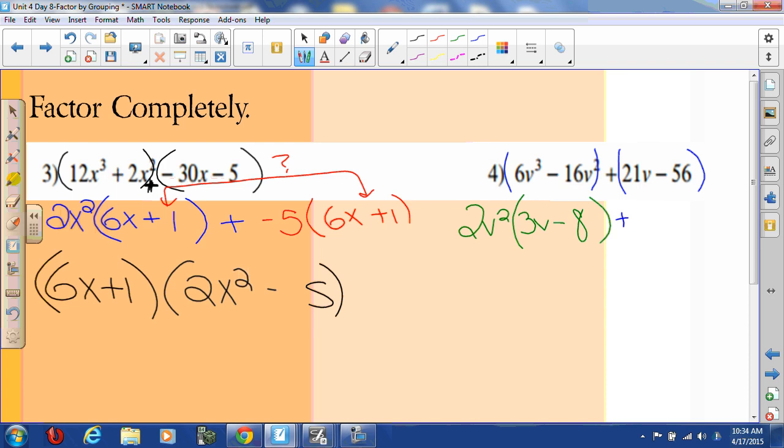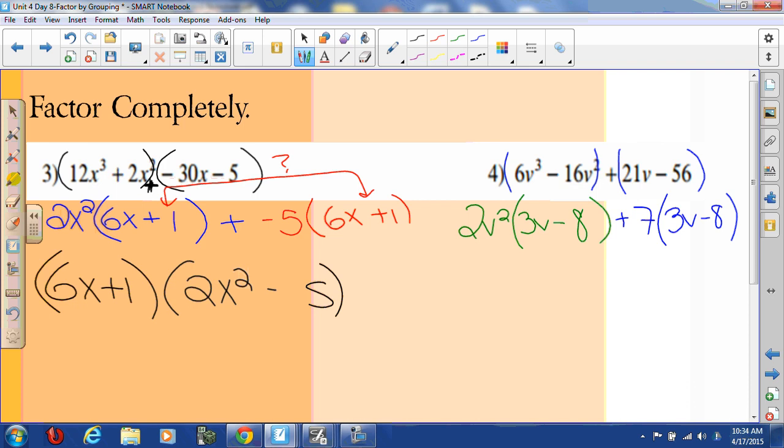Anna, second grouping, GCF. We got some classmates that want to help you. Nate? 7. Cody, if we factor 7 out of the second grouping, what's left? 3b minus 8.